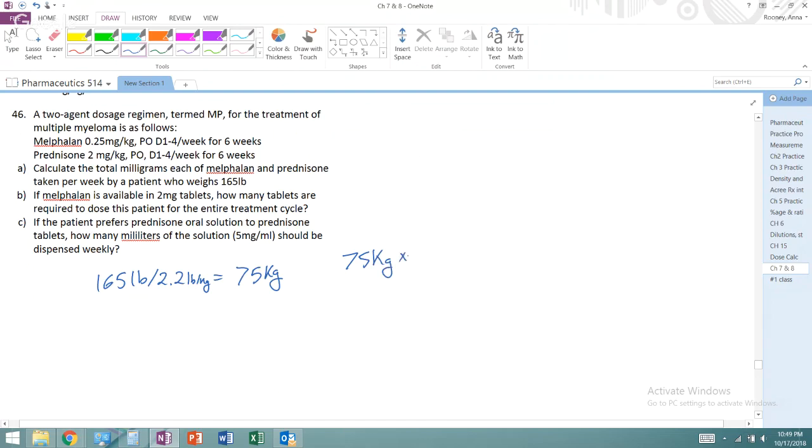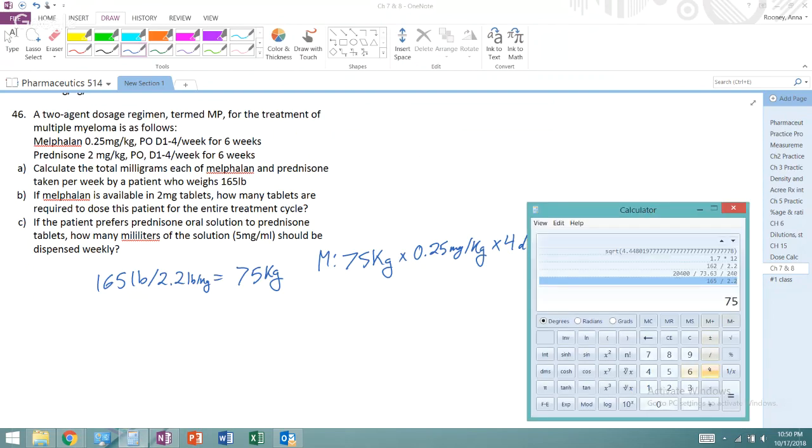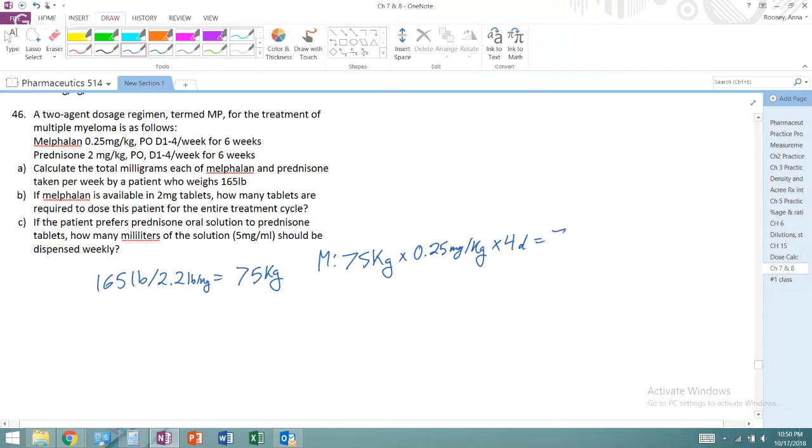kilograms. And then for the first one, which is melphalan, they get 0.25 milligrams per kilogram a day, and then that is for 4 days. So that's 75 milligrams. All right, so they get 75 milligrams per week. So this is for a week.